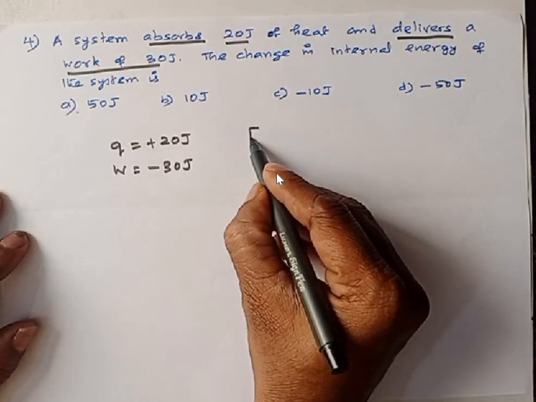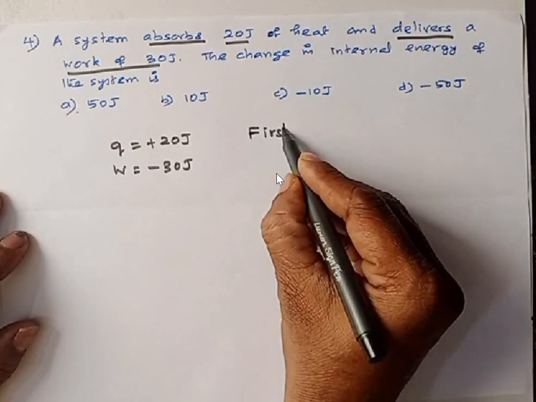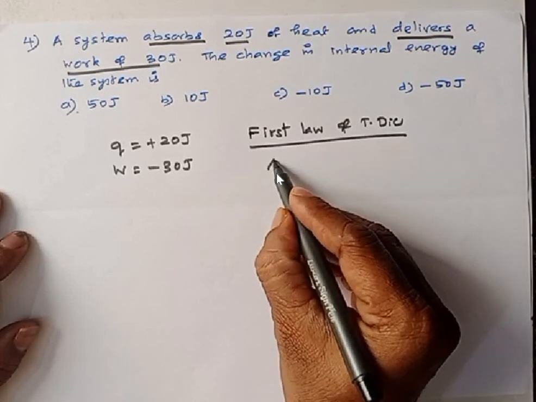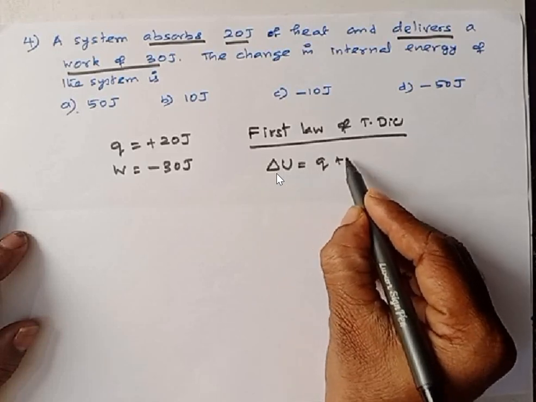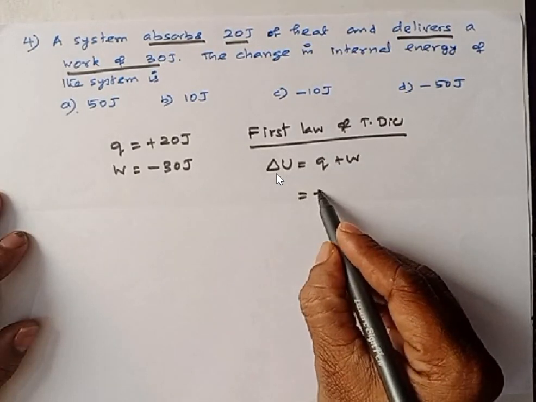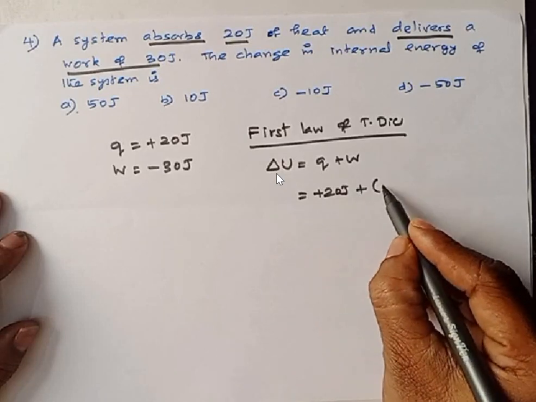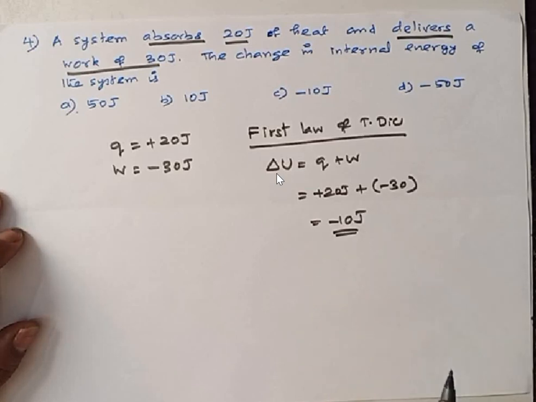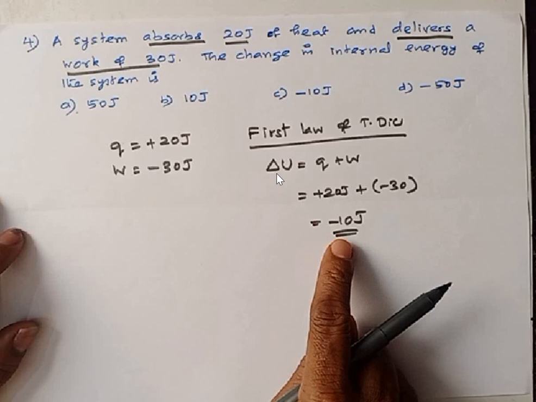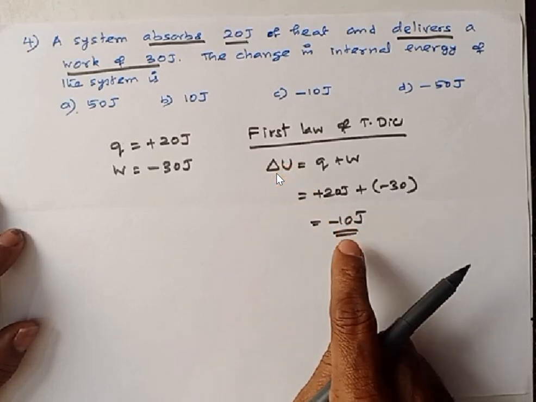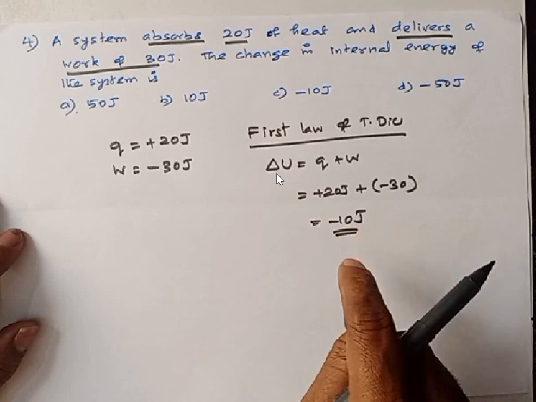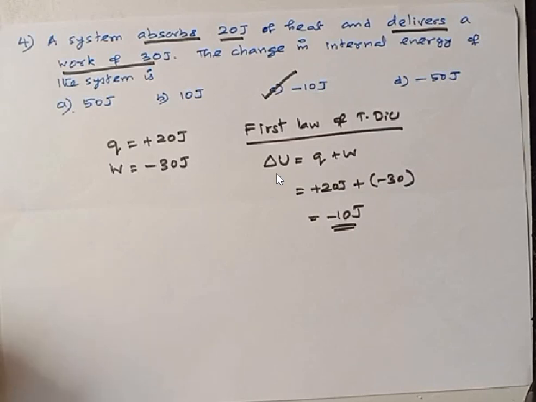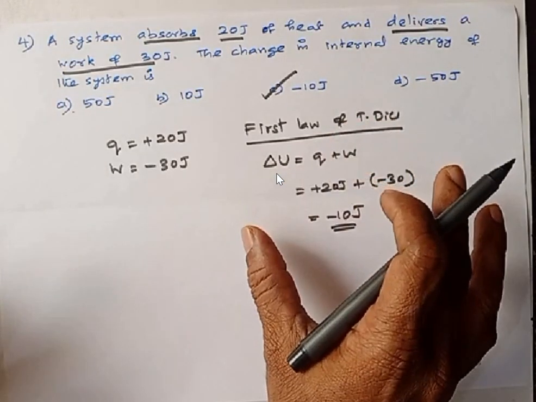So according to the first law of thermodynamics, we know very well, change in internal energy delta U is equal to Q plus W. Q is plus 20 joule and work done is minus 30, so you will get the answer as minus 10 joule. So the change in internal energy is minus 10 joule. That means the internal energy of the system decreases by 10 joule. So the correct option for this question is option C.